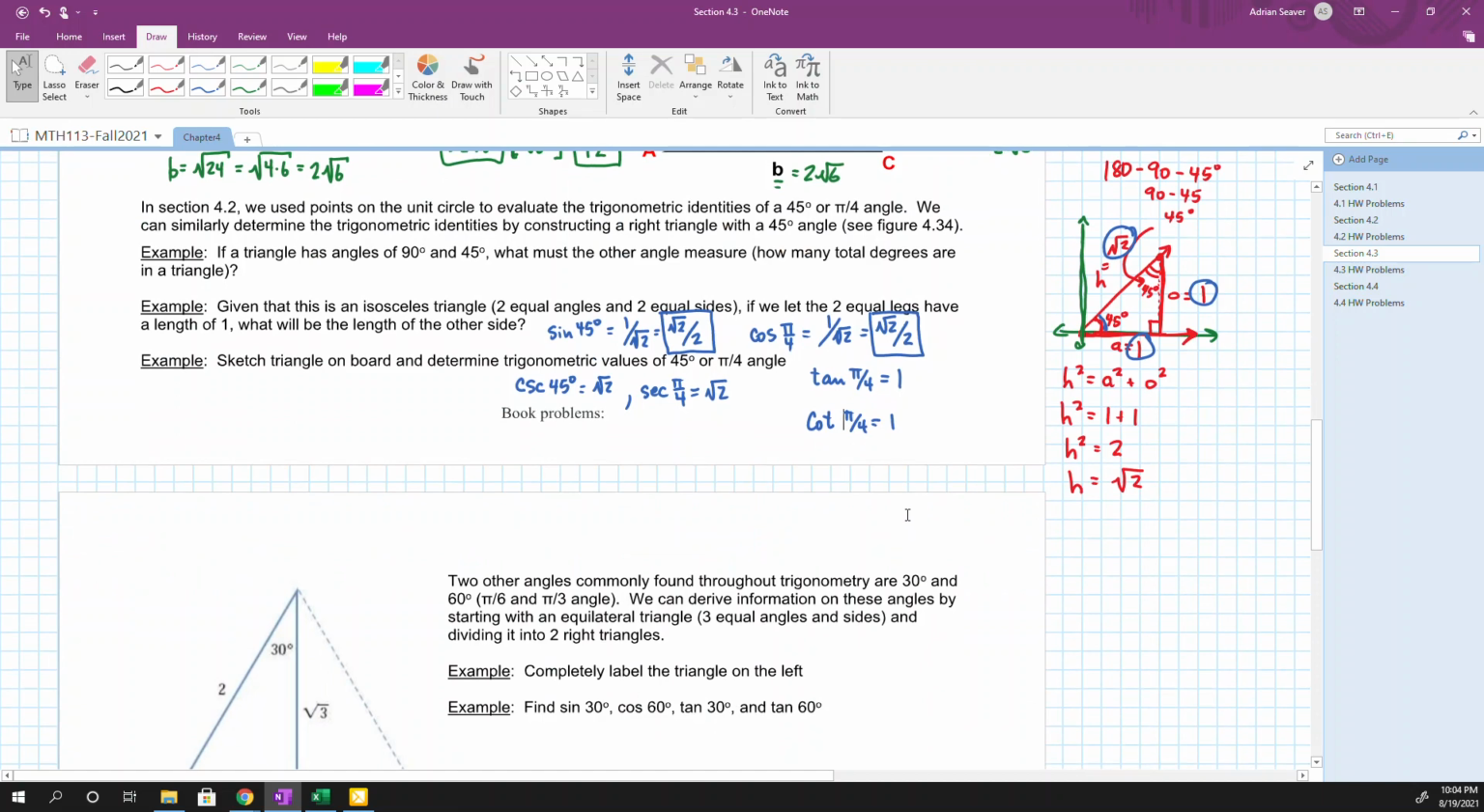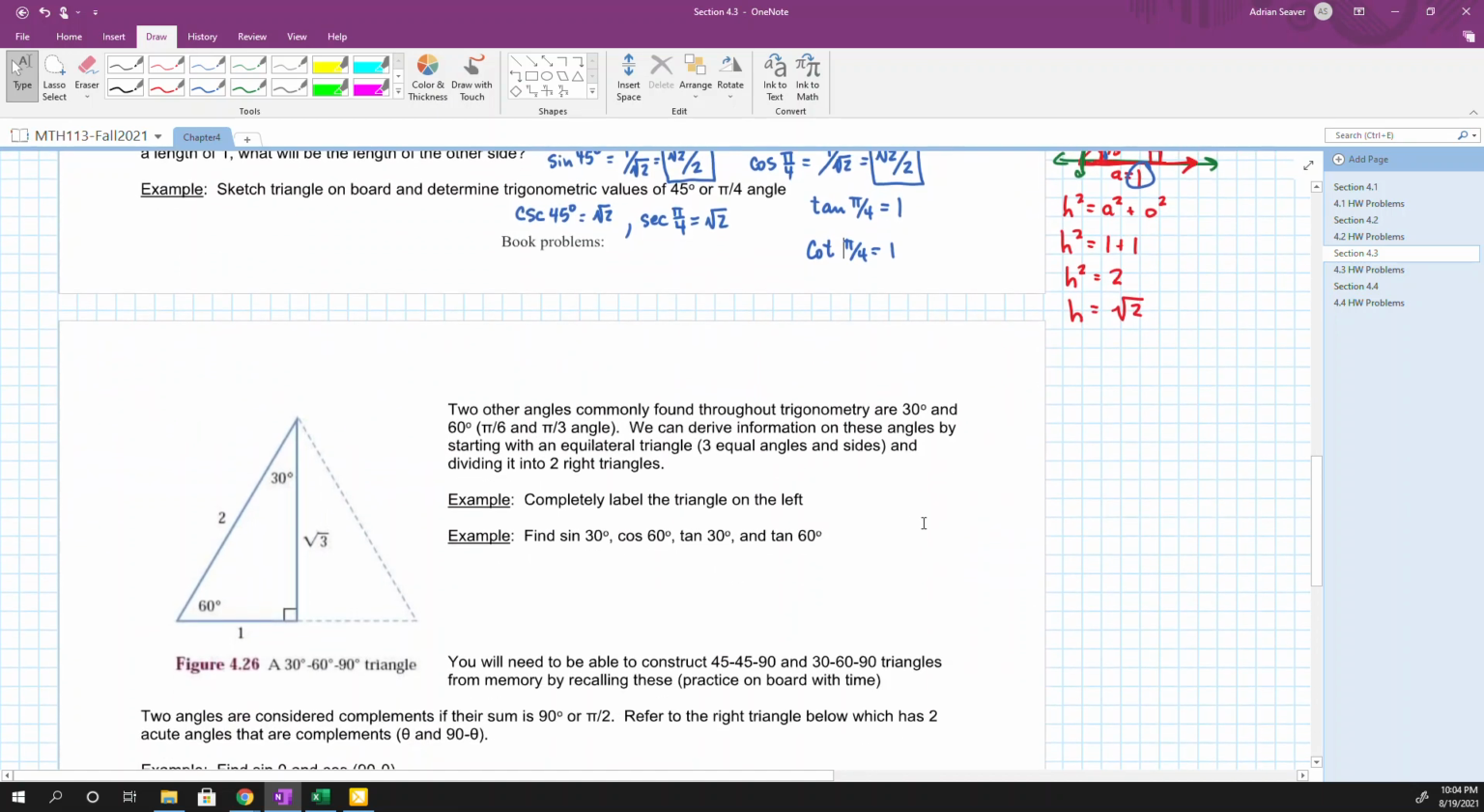Another series of special angles we're going to talk about are 30 degrees and 60 degrees. To derive those using triangles, we're going to do it a little bit differently. Let's take an equilateral triangle, right? So every angle is 60 degrees. So here's a 60-degree angle, there's another 60-degree angle over here, and then this top one, right? That's also 60 degrees. If it's equilateral, the angles are equal and the sides are equal.